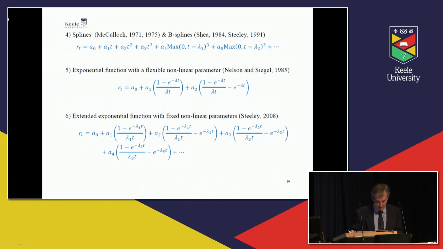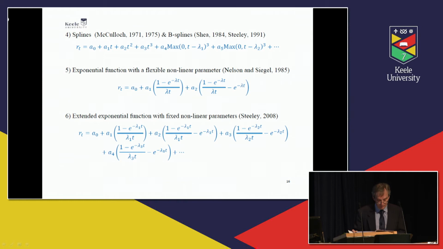This was solved, though, by a rearrangement of the form of the splines into what are known as B-splines, first suggested for term structure research by Gary Shea, who was then at the US Federal Reserve, and first applied to the gilt market by me back in the late 80s, early 90s.